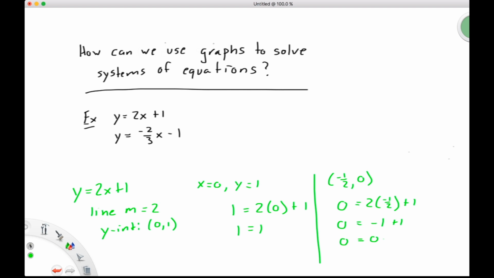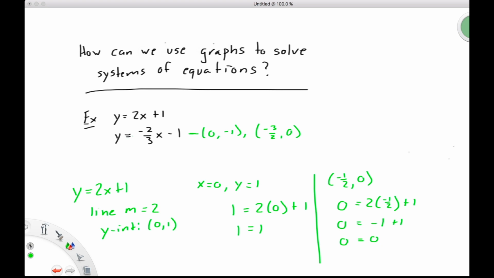So when we have a graph of a line, we're representing all of the possible pairs of x and y that would make this equation true. And that will similarly work for negative 2/3 x minus 1. So for instance, we can pick a few points like 0, negative 1, and negative 3/2 comma 0, which would be two examples of points that make this second equation true.